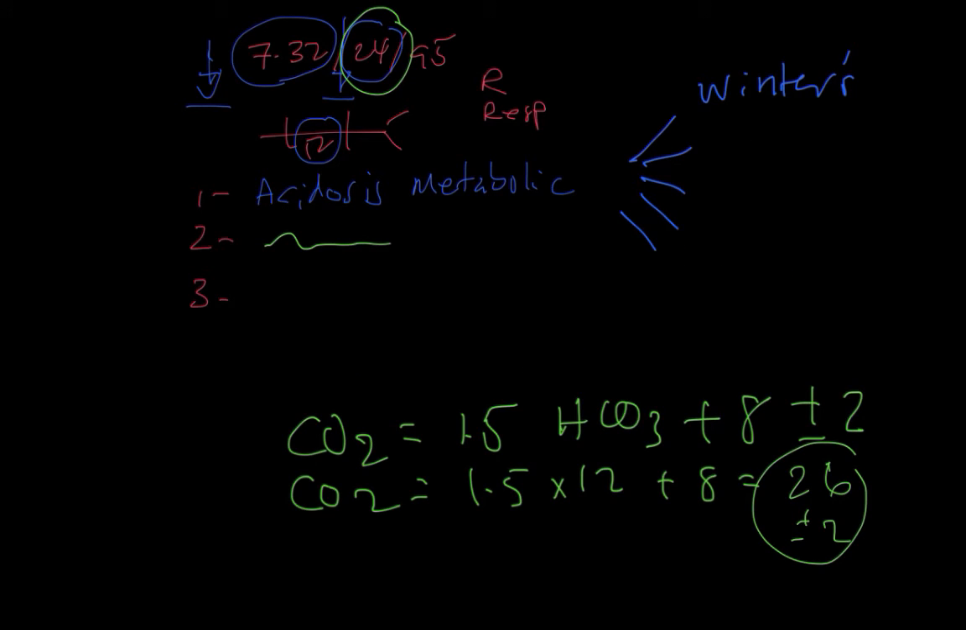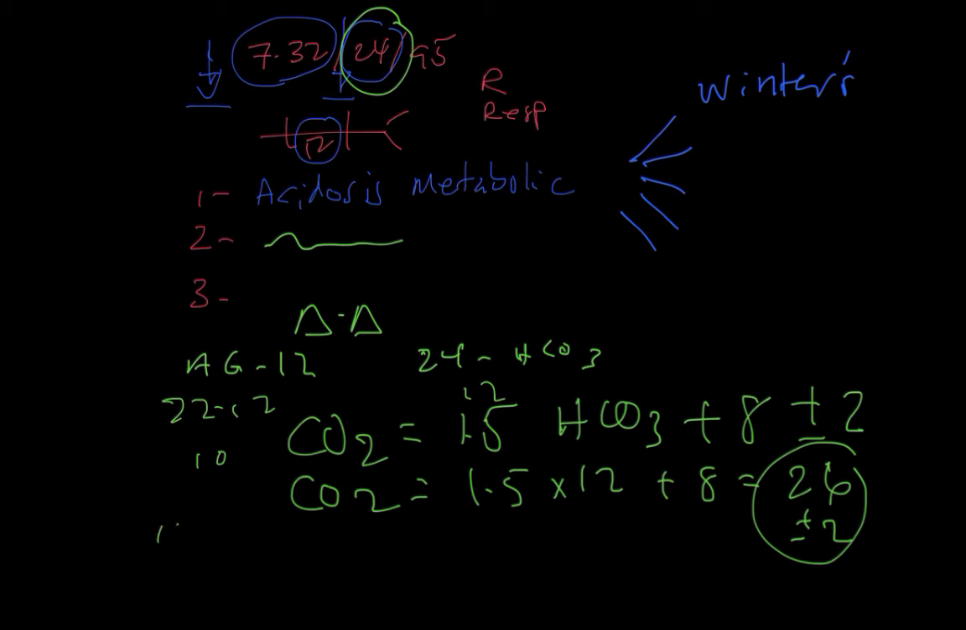As far as the third primary, I'm going to apply delta. Delta anion gap means the anion gap minus 12, and delta bicarb is 24 minus bicarb. The anion gap, if you go back a couple of slides, was 22 minus 12 is 10, and the bicarb here is 12, so 24 minus 12 is 12. 10 minus 12 equals minus 2.